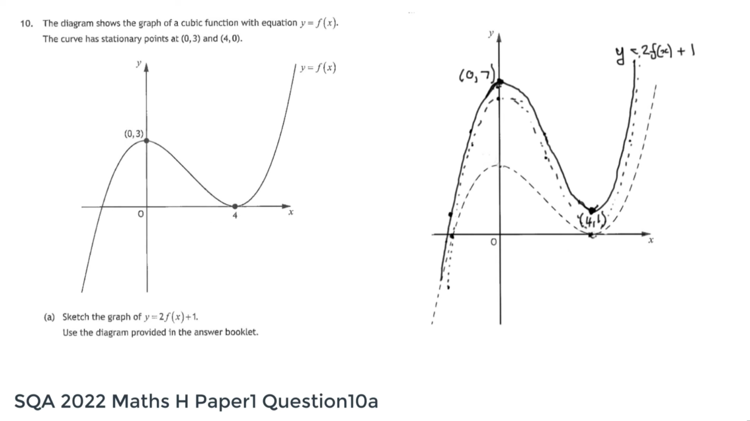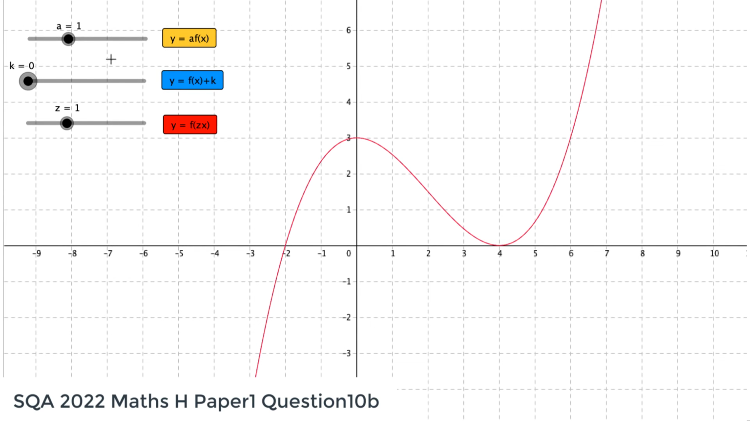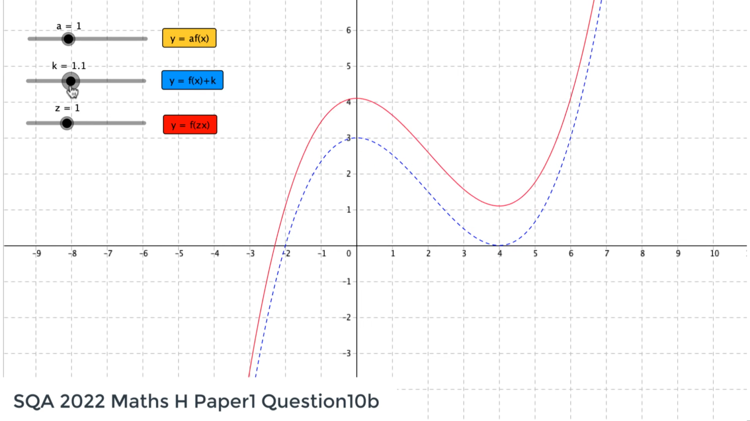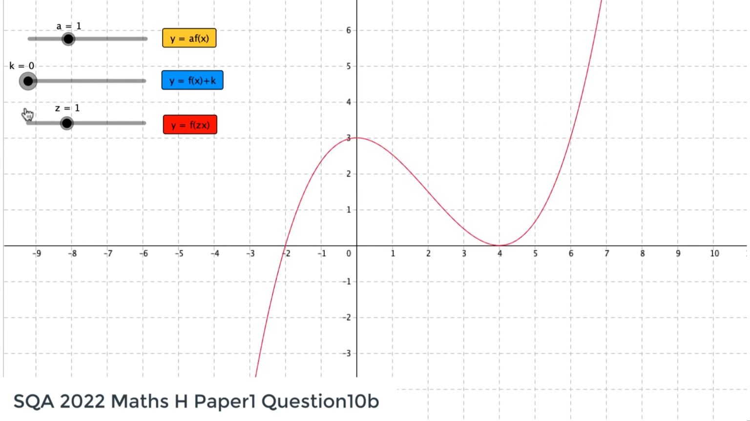So that's that. And let's think about part B, where they ask you to state the coordinates of the stationary points on the graph of y equals f of a half x. Well, again, let's do some exploration to find the answer to that. So here we are back at the demonstration, where we know multiplying by this number scaled the graph in the y-axis direction, and adding a number at the end translated the graph parallel to the y-axis.